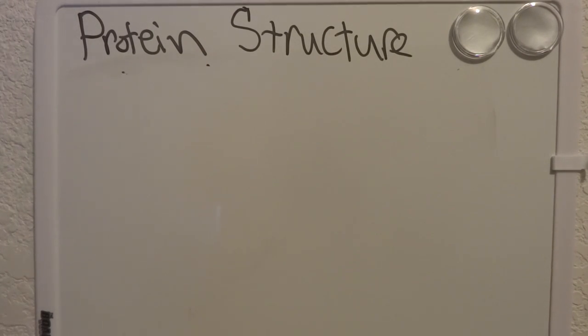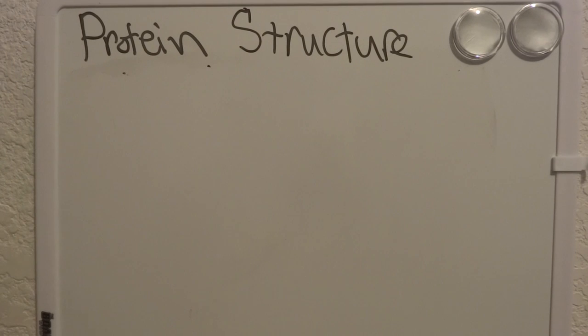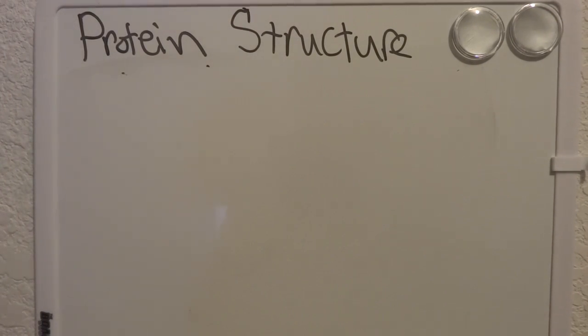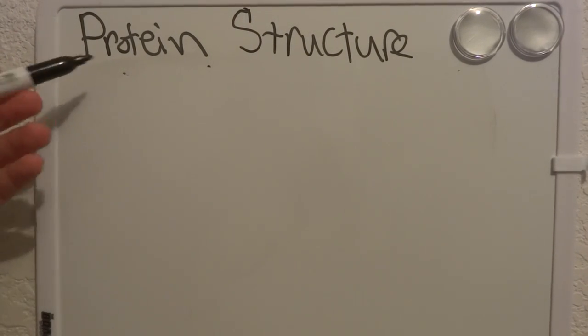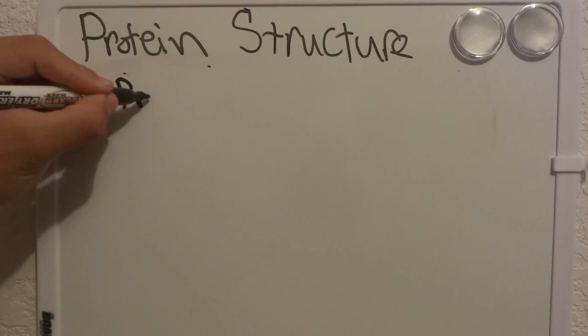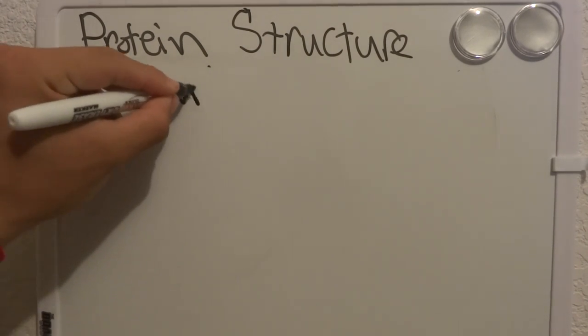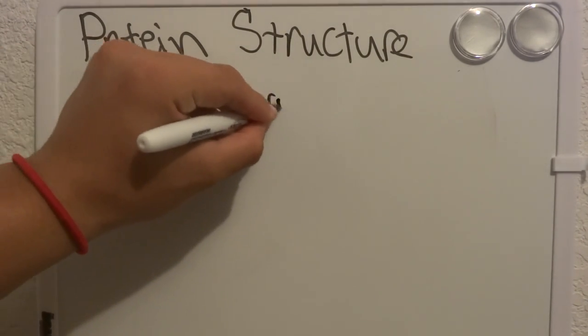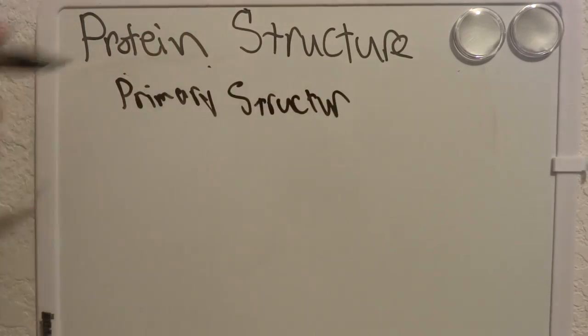Hi, today I'm going to be explaining protein structure and the four stages that it goes through to become protein. The first of which is the primary structure. The primary structure is the most basic because it is two-dimensional.